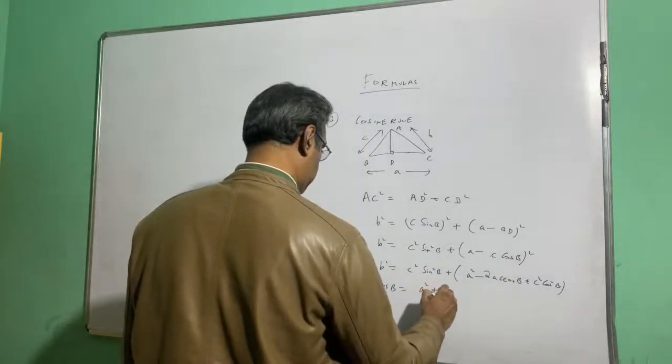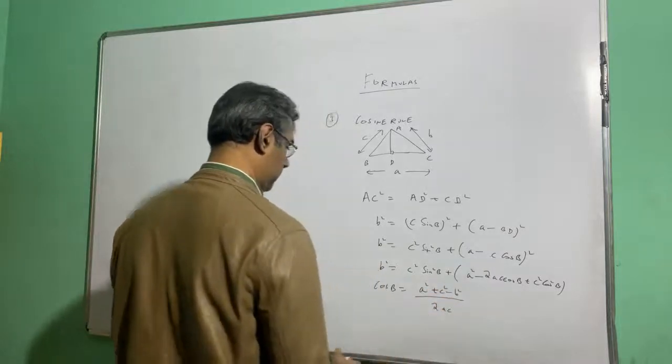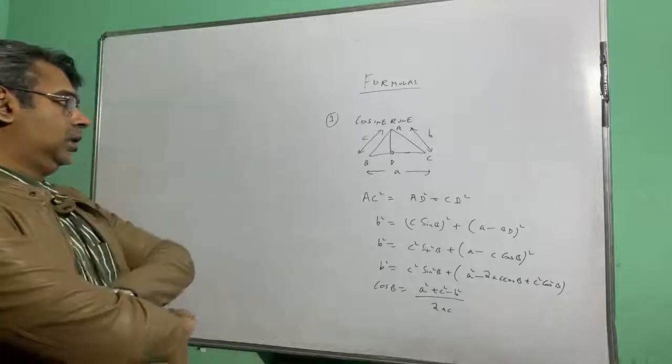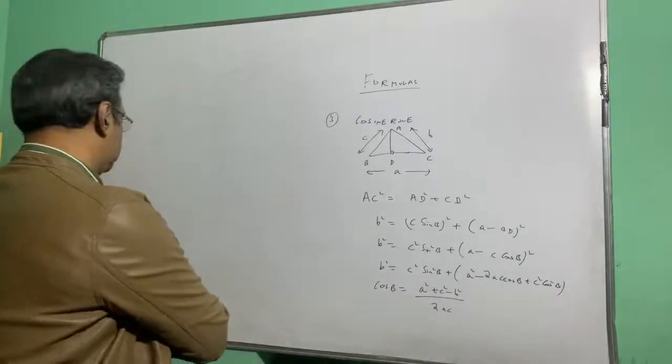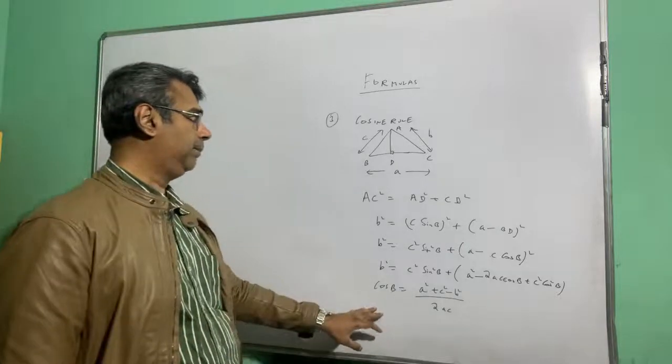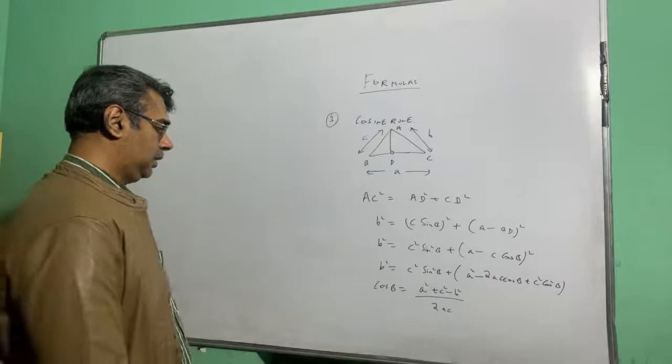So ultimately cos B will be (a square plus c square minus b square) by 2ac. So this is called the cosine rule, right? So cos B is (a square plus c square minus b square) by 2ac.